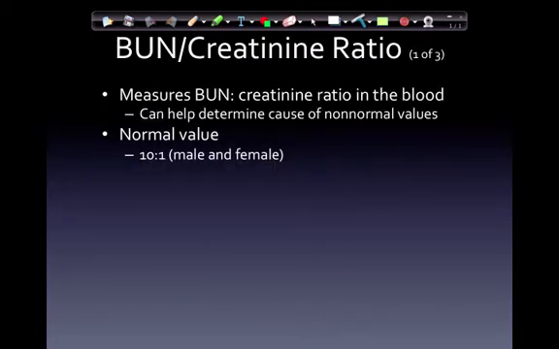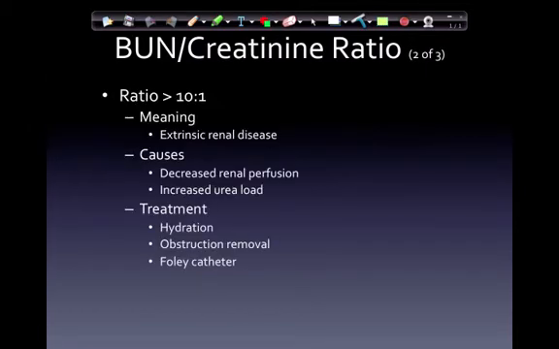BUN creatinine ratio measures the BUN to creatinine ratio in the blood. It can help determine the cause of abnormal values. Normal value, male and female, should be a 10 to 1 ratio. The BUN should be about 10 times more than the creatinine in the system. So that's where the 10 to 1 comes into play. A ratio greater than 10 to 1 means that you have an extrarenal disease of some sort, or something that caused renal disease. Causes could be decreased renal perfusion, and this could be caused by shock.